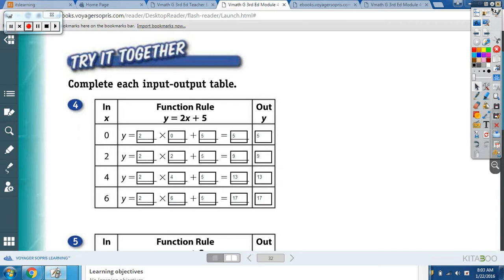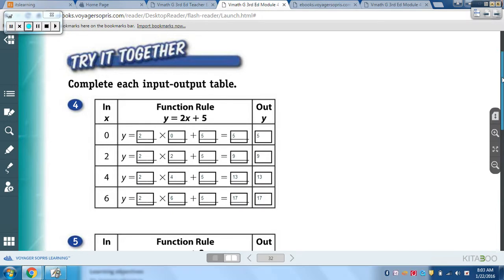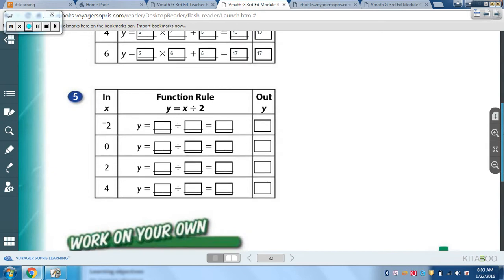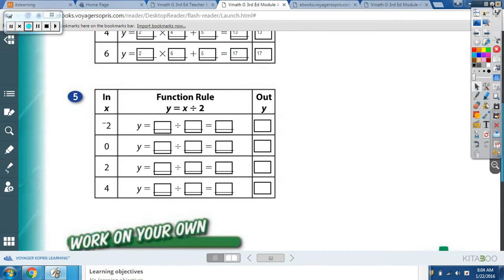And now let's take a look at problem 5. Problem 5, we're working with division. Our function rule is y equals x divided by 2. We're working with division now. So we're going to evaluate our function rule, or expression, for our input values, which is what we're going to substitute for x. Our input values are going to be negative 2, 0, 2, and 4. So we're going to start with the first one. We're going to start with negative 2.